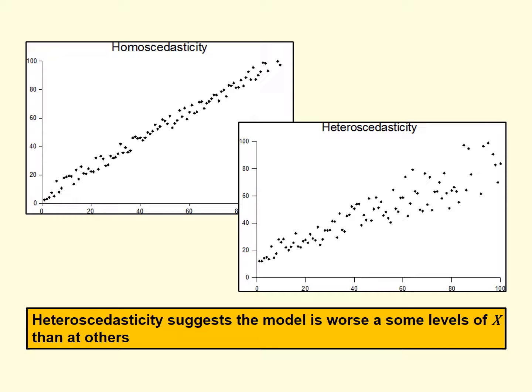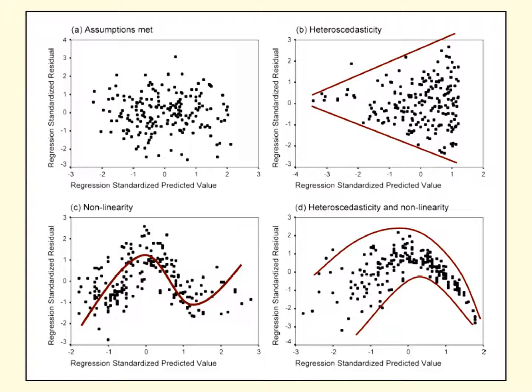So here you can see an example of homoscedasticity. Those errors are uniform in how spread out they are at each level of whatever the predictor variable is. You can also see an example of heteroscedasticity. At higher levels of the predictor variable, the residuals spread out a lot more, and that should concern us. This is an image from Andy Field's textbook, and you can see some different patterns that sometimes occur.